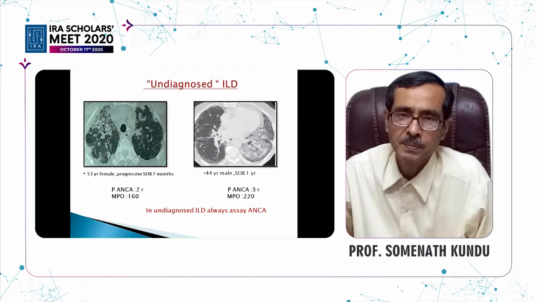So the dictum is, in undiagnosed ILD, always assay an ANCA and look for vasculitis as a cause of interstitial lung disease. Recurrent DAH can give rise to interstitial fibrosis.